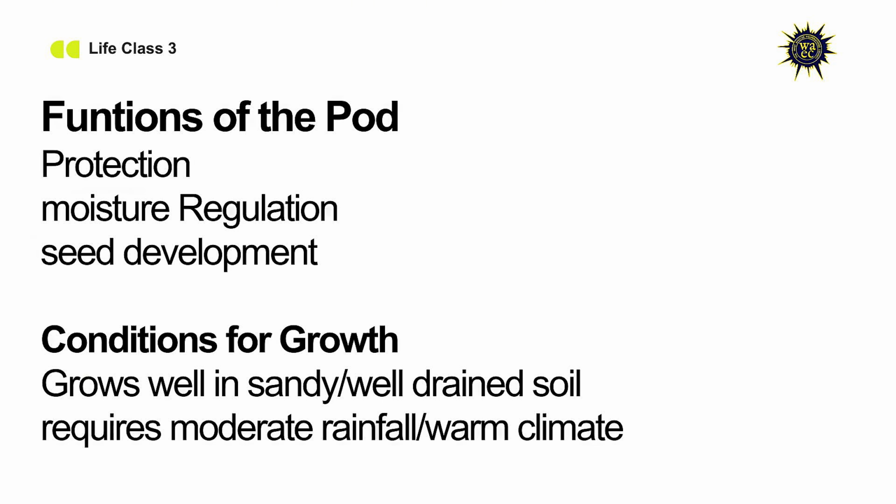Firstly, the pod is there for protection. It is there for moisture regulation. That means it regulates the moisture. It reduces desiccation when the climate in the environment becomes hotter than usual. It also has the ability to conserve water. So it is also important for seed development.